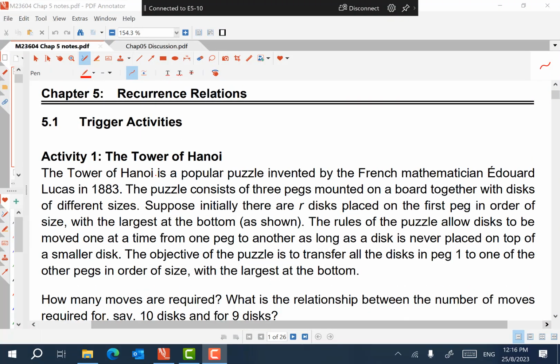Okay, we are going to start our discussion of chapter 5 on this thing called recurrence relations. To start with, let's do some trigger activities. The first one is the Tower of Hanoi. Not sure if you have ever played this game before. It's a very simple game. It goes like this though.